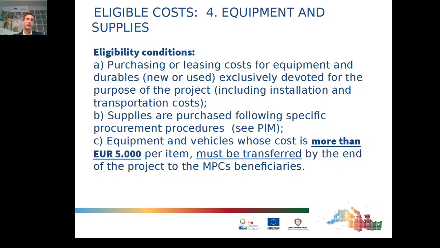Cost category 4, equipment and supplies. We are meaning here purchasing or leasing costs for equipment and durables, new but also used. Very important to remark, exclusively devoted for the purpose of the project. Supplies will also have to be purchased following specific procurement rules. See the project implementation manual, but we have a slide on this afterwards.